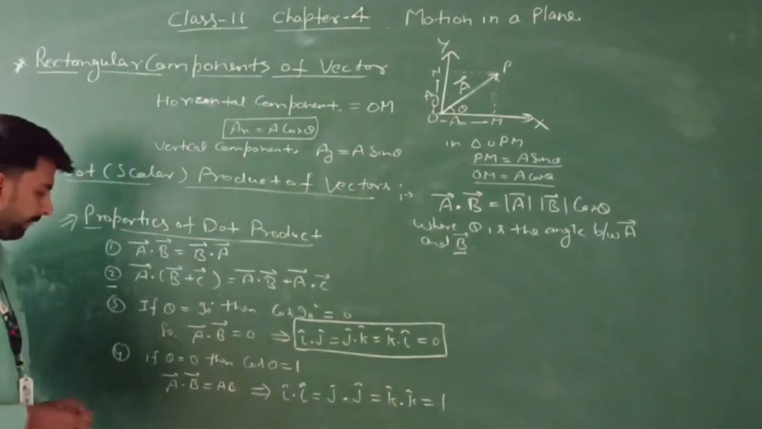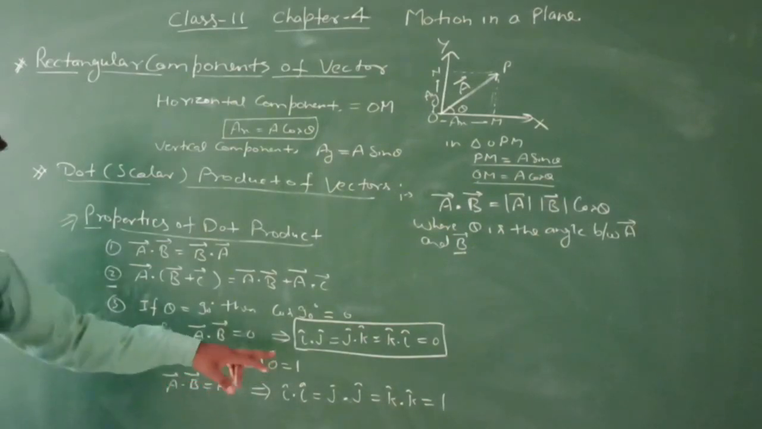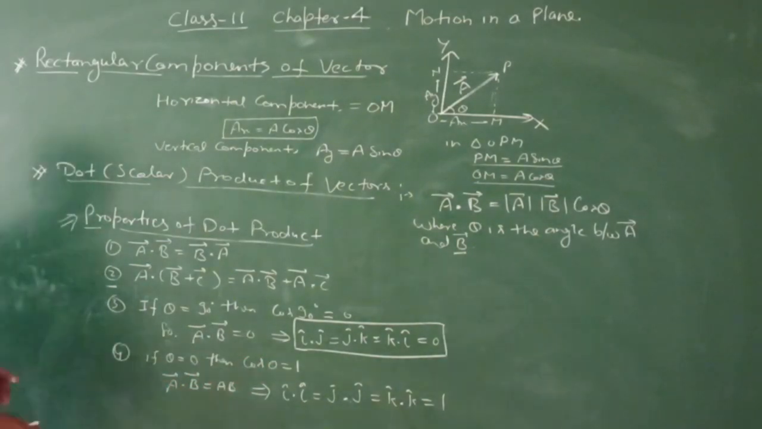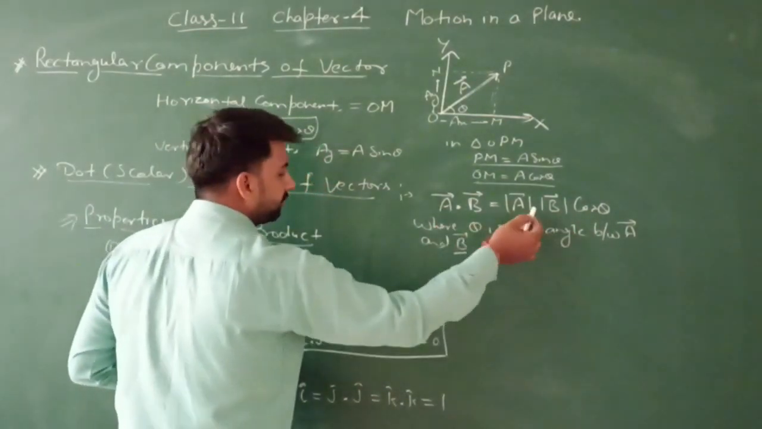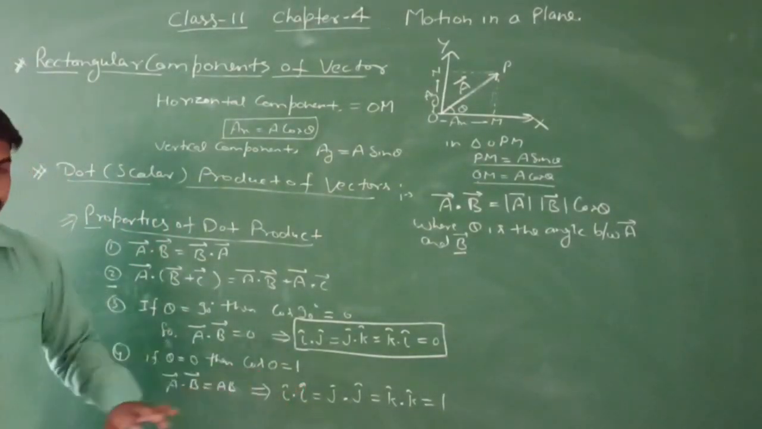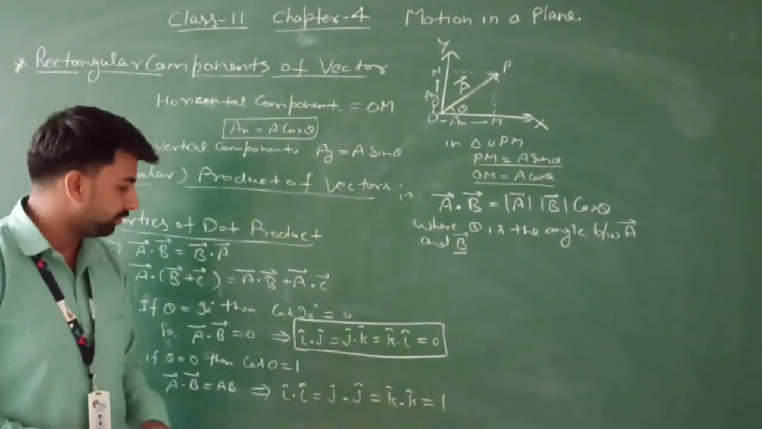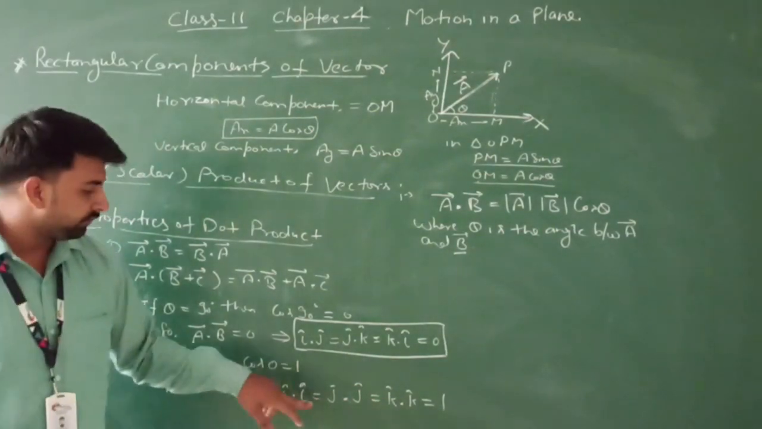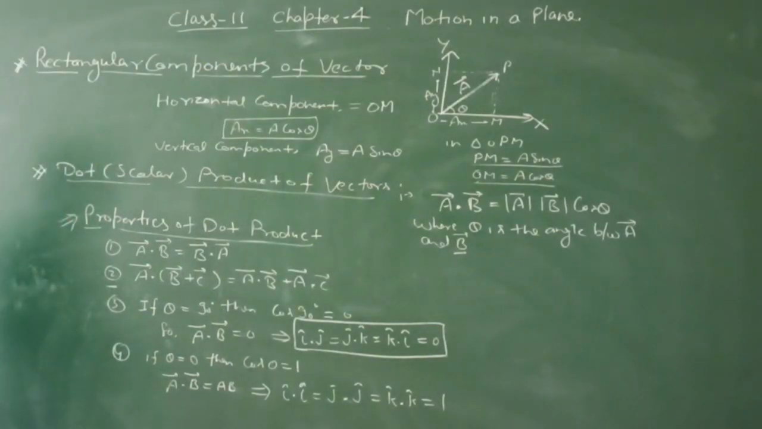Now, if theta is equal to 0, then cos 0 is equal to 1. Clear? So A dot B is equal to AB, because cos 0 is equal to 1. As we know, the angle between i cap and i cap is 0, j cap and j cap is 0, and similarly k cap and k cap is 0. So the values of i dot i, j dot j, and k dot k are equal to 1. Clear? So this is the property of the dot product.